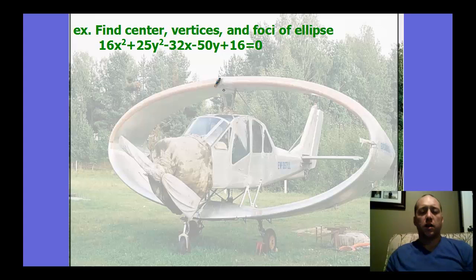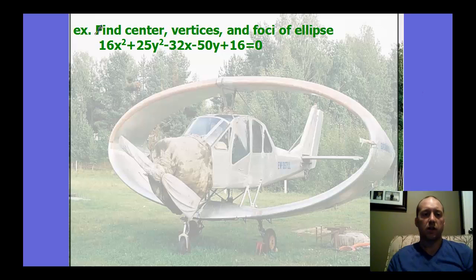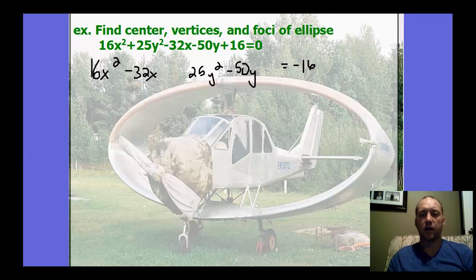So here is a general form for an ellipse. Let's put this in standard form so we can find the parts of it. So we need to separate our x's and our y's. And I'm also going to move the constants to the other side, which allows us to complete the square.